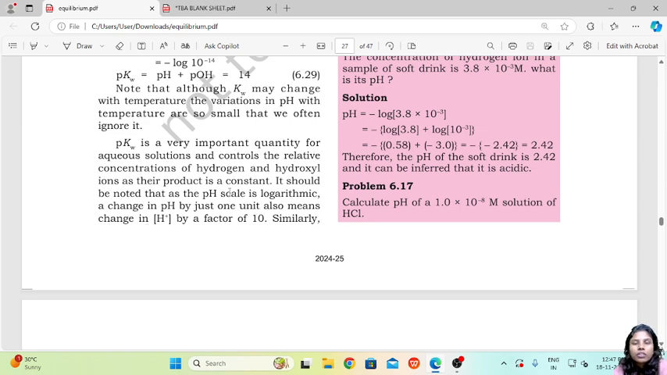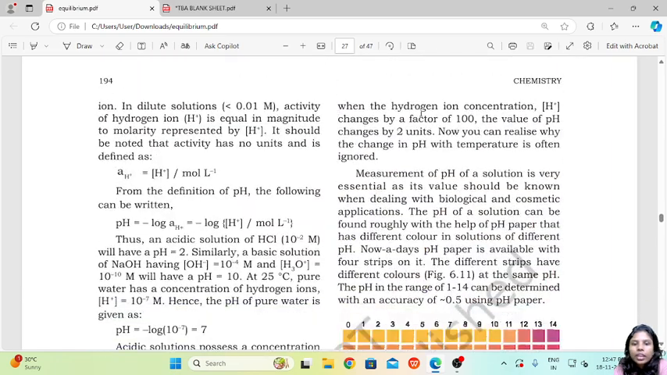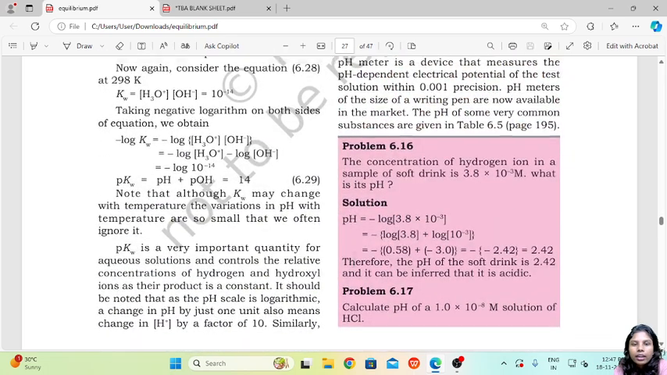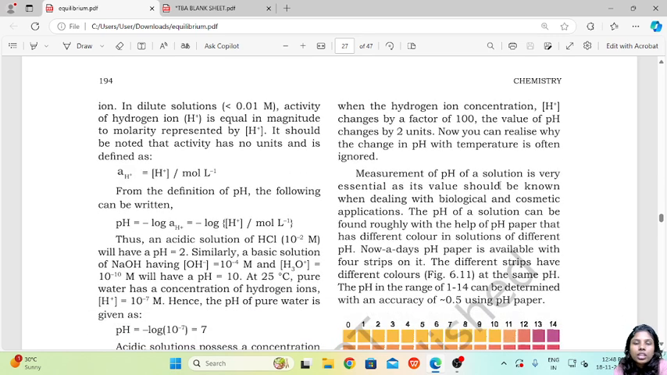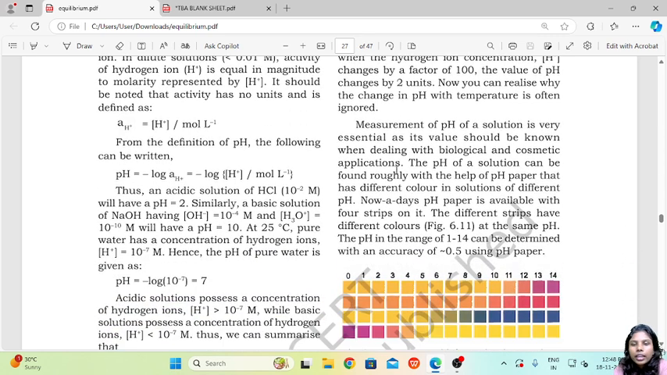So even a slight change in terms of pH, we can detect it, because it is going to change the overall nature of the given solution. When hydrogen ion concentration changes by a factor of 100, the value of pH changes by 2 units. So if you see here at the base we are taking 10. If we take it at the base of 100, then it is going to be increasing by 2 units or decreasing by 2 units. So now you realize why the change in pH with temperature is often ignored.